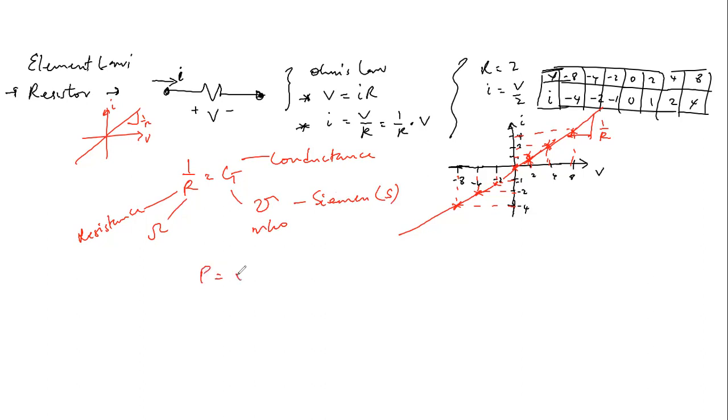Then if the power, as we've established, is VI, then V dot 1 over R V, well, that's I, is V squared 1 over R, right? 1 over R is G, so it's V squared G. And in a similar vein, V is IR, so I dot I is the same as I squared R, which is going to give us I squared over G. Okay? So that's power.